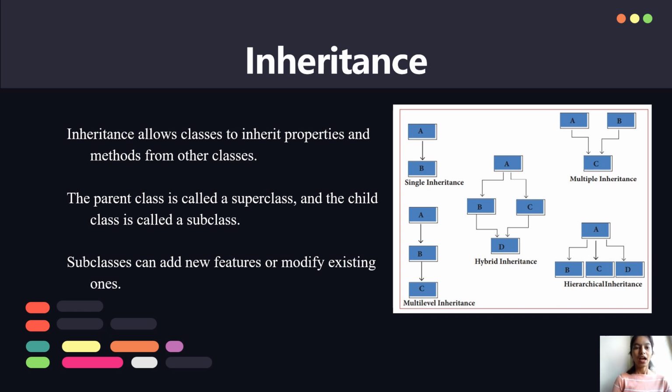Inheritance. Inheritance allows classes to inherit properties and methods from other classes. The parent class is called a superclass and the child class is called a subclass. Subclasses can add new features or modify existing ones.